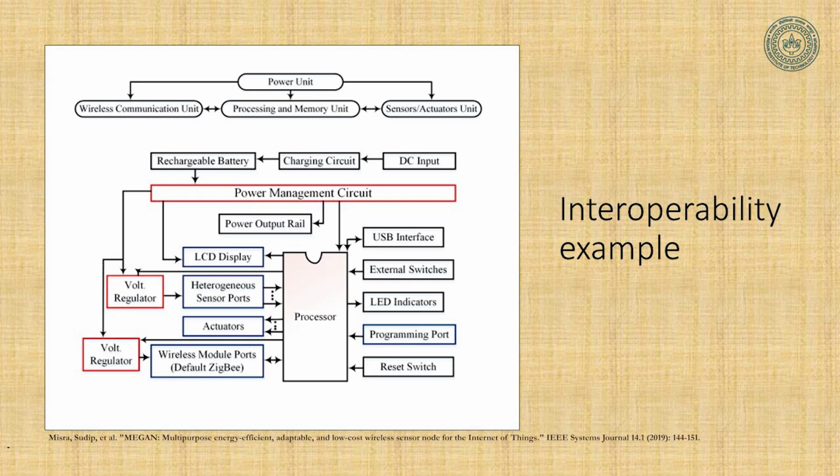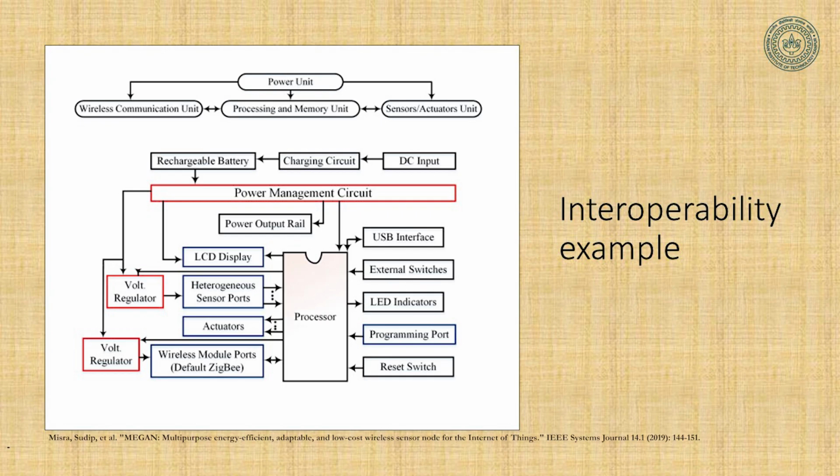So this power management circuit is drawing its power from a rechargeable battery, which of course is getting charged from some DC input using a charging circuit. So, using just DC input, you are able to run this processor, and this power unit is connected to the wireless communication unit, the processing and memory unit, and sensors and actuators.